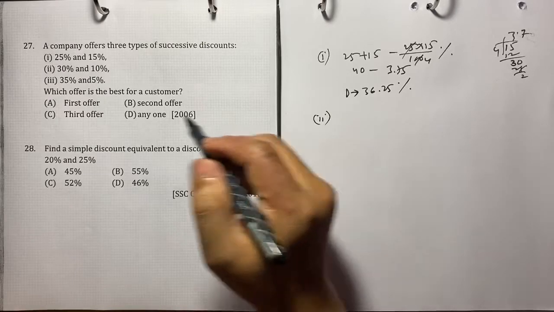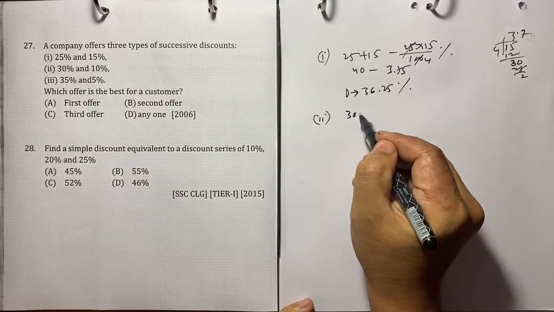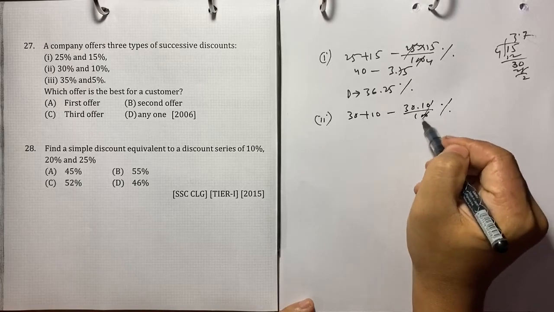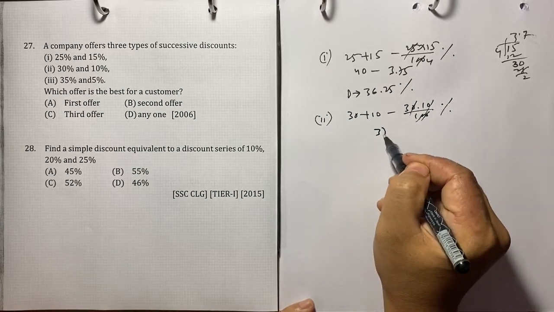Number 2, 30 and 10. So 30 plus 10 minus 30 into 10 divided by 100%. This will be 40 minus 3, which is 37%.